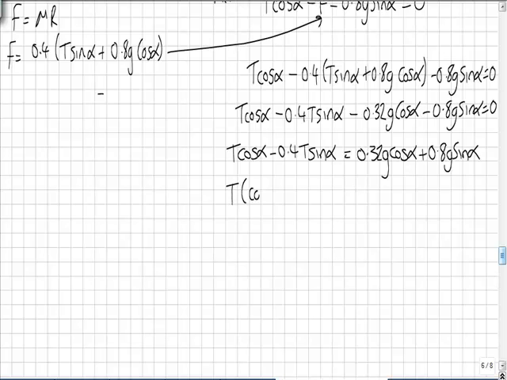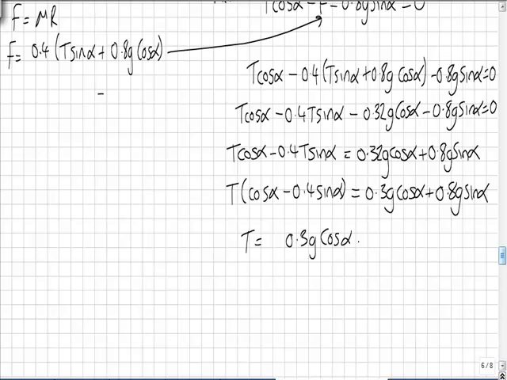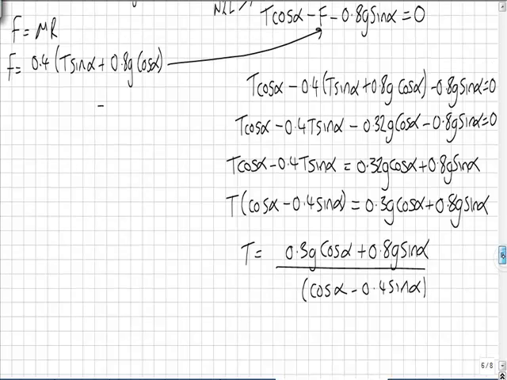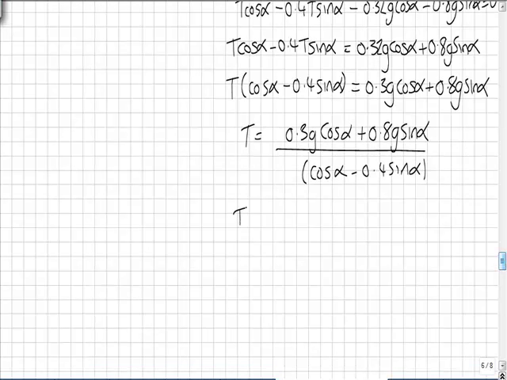Factorize out T, so T brackets cos alpha minus 0.4 sin alpha is equal to the right hand side, and then dividing through we have T is equal to 0.32g cos alpha plus 0.8g sin alpha, all divided by that factorised bracket, cos alpha minus 0.4 sin alpha. I've deliberately kept out the values of cos alpha and sin alpha as 0.8 and 0.6 respectively, but then you can substitute those in and you should find that T is 12.88 newtons.